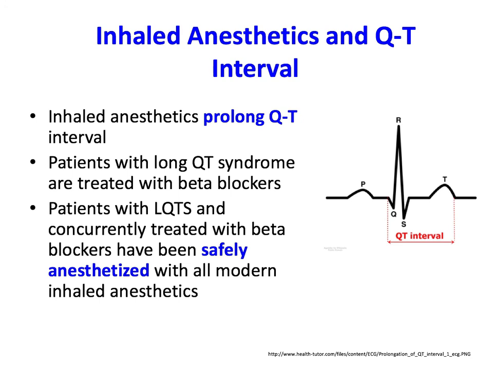These patients with long QT syndrome are treated with beta blockers frequently, and patients with long QT syndrome that are concurrently treated with beta blockers have been safely anesthetized with all modern inhaled volatile anesthetics. So yes, inhaled volatile anesthetics do prolong the QT interval, but can we anesthetize most patients safely with the volatile anesthetics? The answer seems to be that if they're on beta blockers already, they can be. Doesn't mean that many people would not administer a TIVA-based anesthetic to these patients, however.